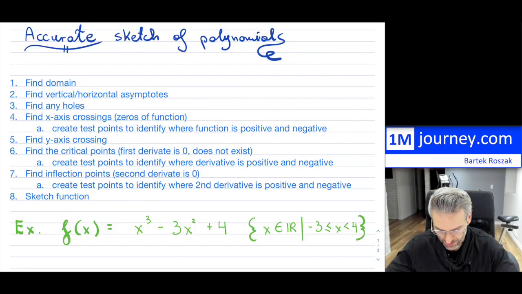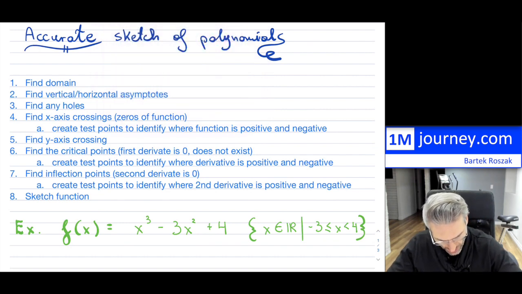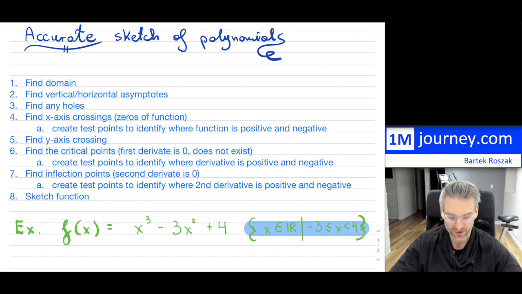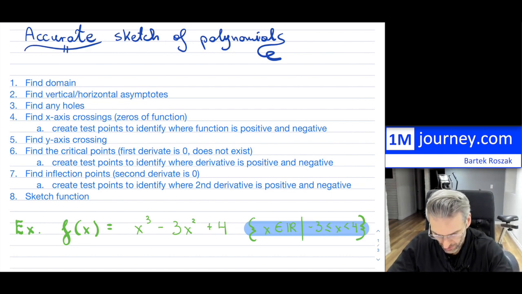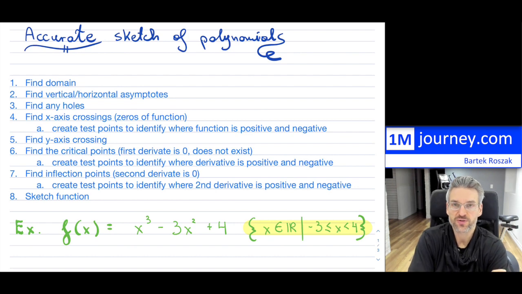So in our example number 1, I have a function f(x). It is constrained, at least in this particular case, between -3 and 4. That's what you see there on the screen. Maybe I'm going to use yellow so that it comes up a little better. So here's our constraint.